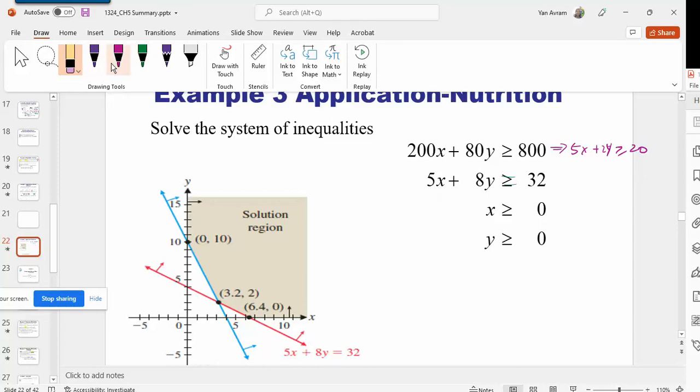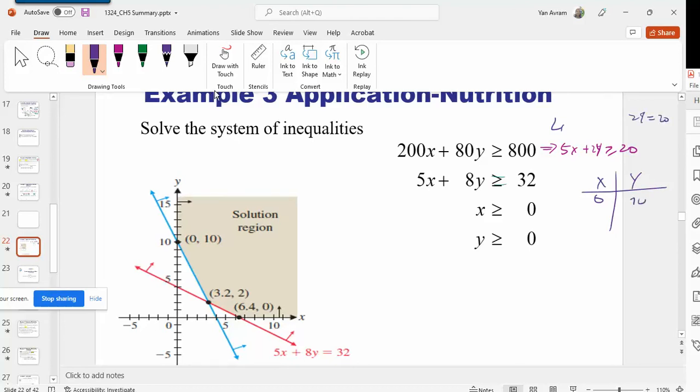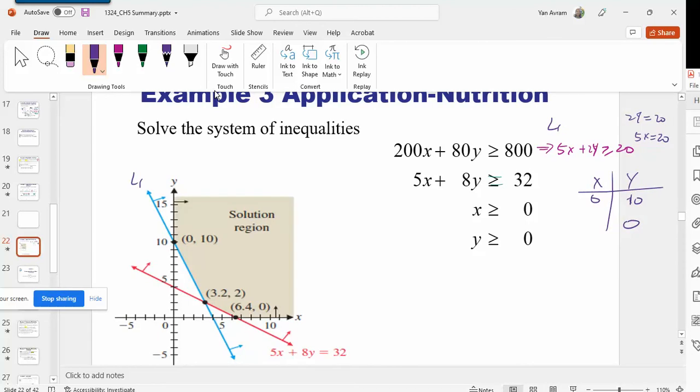Okay, so to graph L1, we call this L1, I need 2 points, right? So we need an x and y. If I have x equal to 0, I have 2y equal to 20, so y will be equal to 10. So 0 and 10 right here, this is L1. And then if y equals 0, I have 5x equal to 20, so x will be equal to 4. So I have 4 and 0 for this point right here.